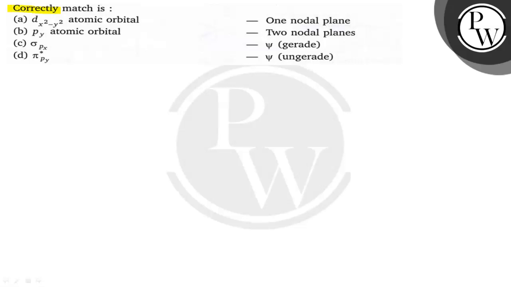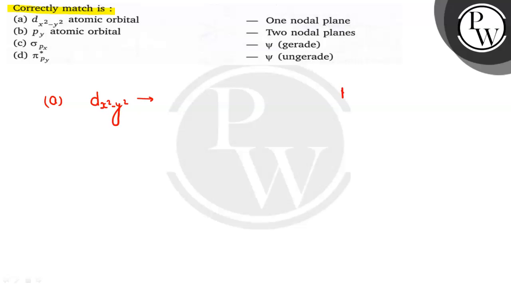The question is: the correct match is... We have to find the correct match for these options. So the option number A, which is saying that dx square minus y square atomic orbital has one nodal plane. So first of all, we need to draw dx square minus y square. The nodal plane, first of all, we need to understand.